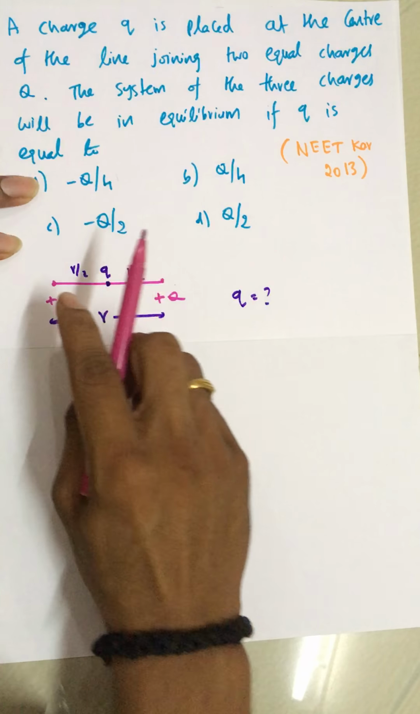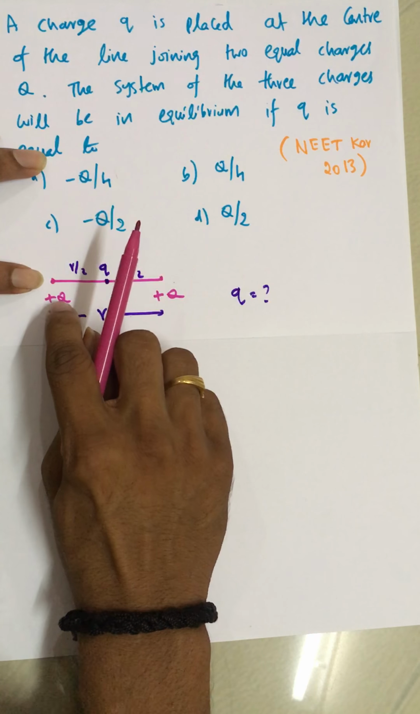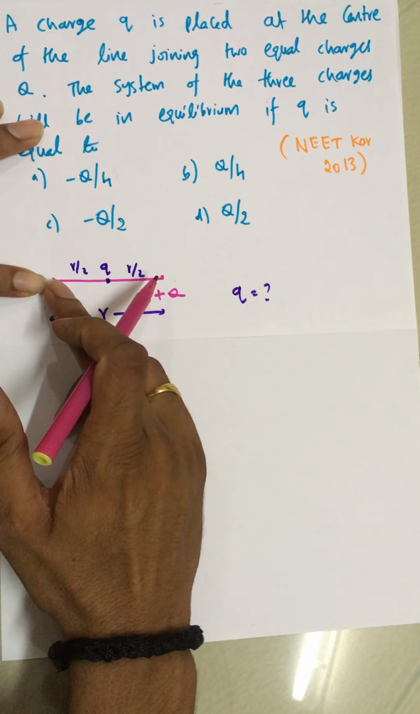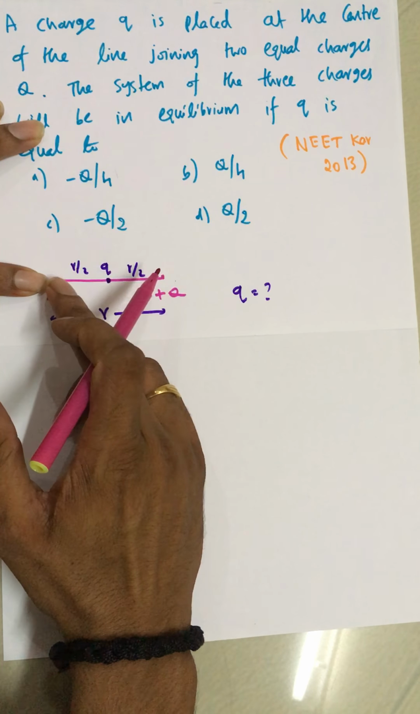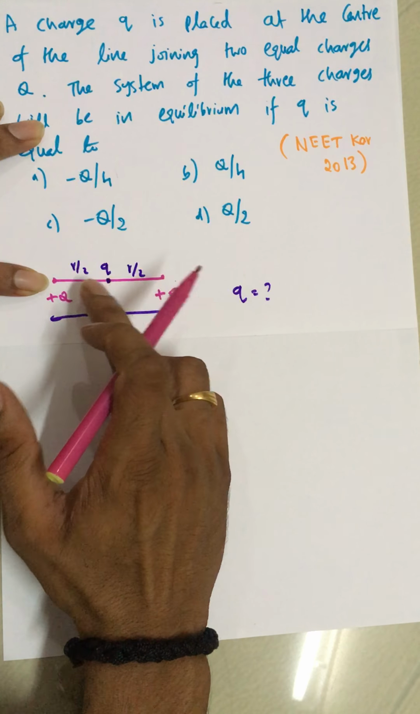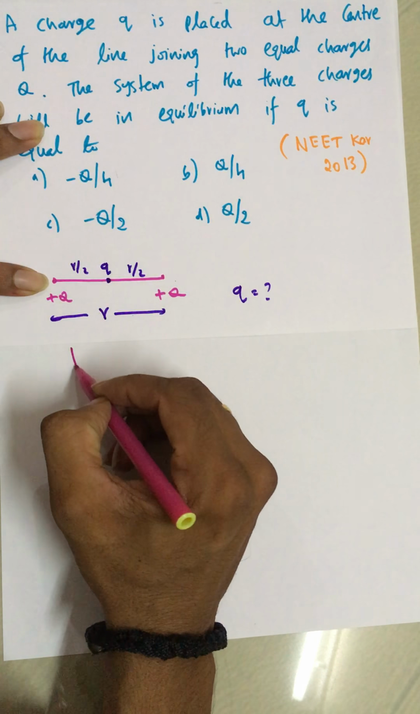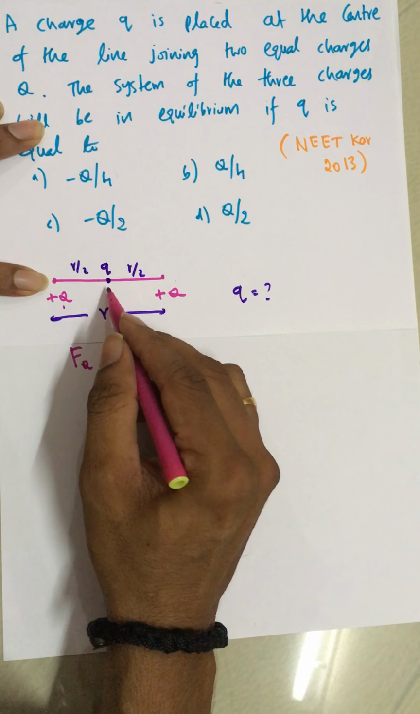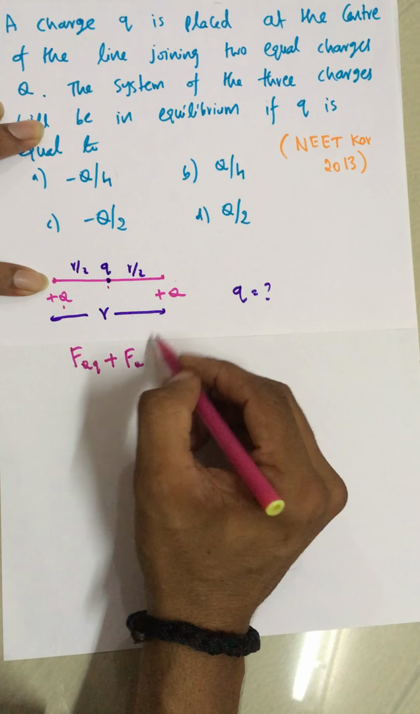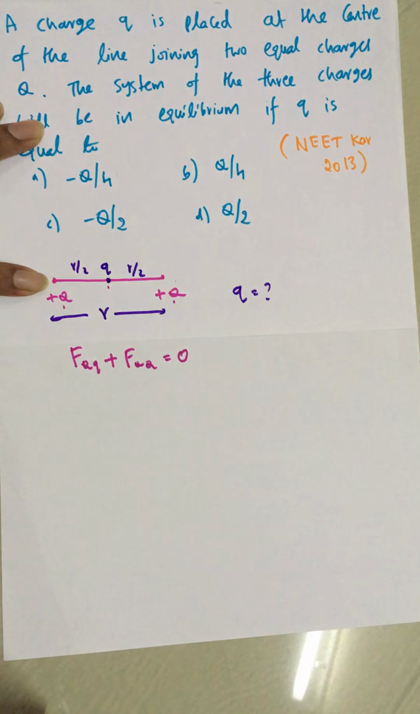Equilibrium means on each charge the total force is equal to 0. That means on this charge, for example, if I take this plus Q charge, the net force of repulsion due to these two is 0. That is, the force acting on this charge because of this charge plus the force acting on the same charge because of this charge is equal to 0. This is a case of equilibrium.